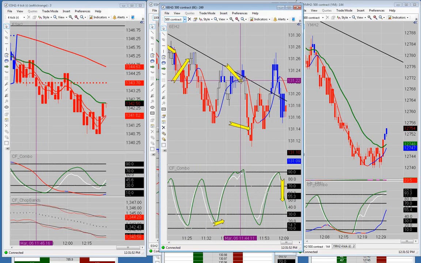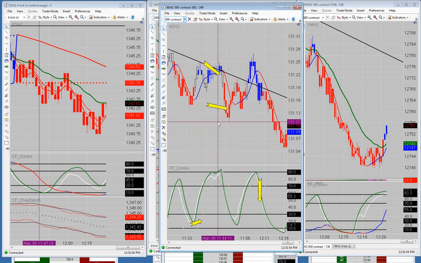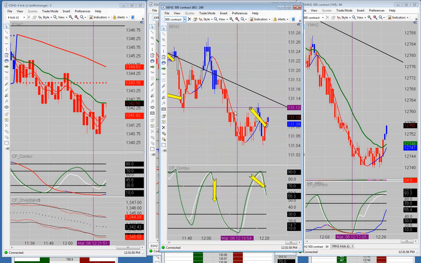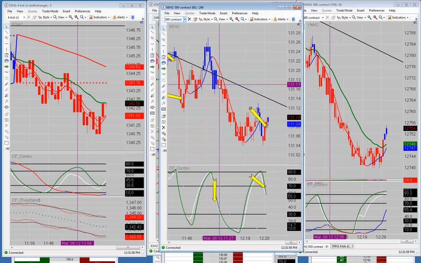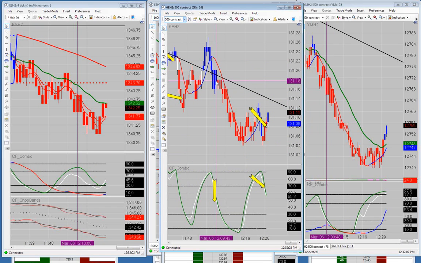This was during the break. We had a win right there. And another trade opportunity was right in here after the close down below. I didn't take this one, but I did take the other one.